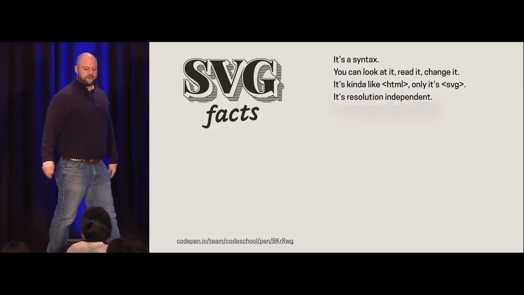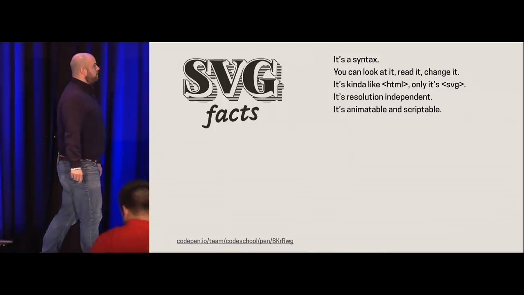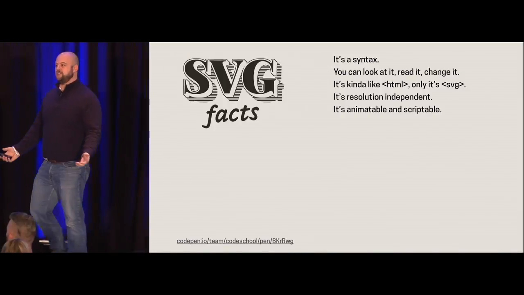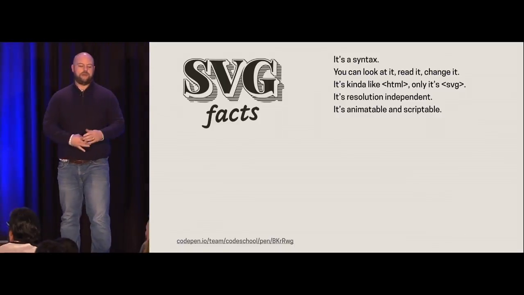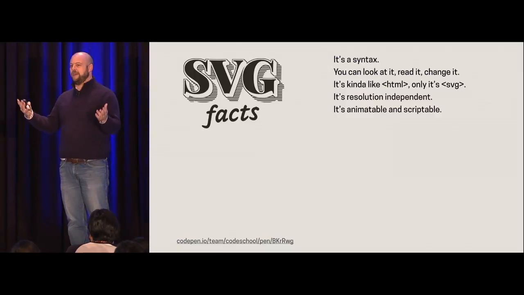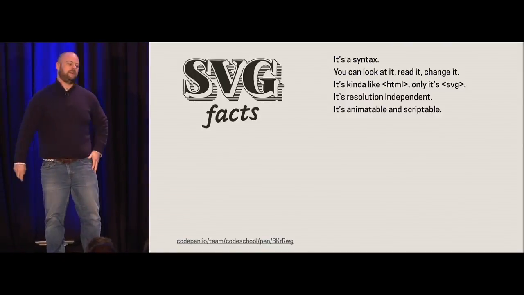It's vector, it's got the resolution independence thing, huge on the web. It's animatable and scriptable, good stuff. SVG is a wonderful animation target because, on the web, you're familiar with animation. There's a bunch of rectangles. Divs are rectangles. You can animate them around, but it's much more fun to animate something that already has a shape to it, which is wonderful.